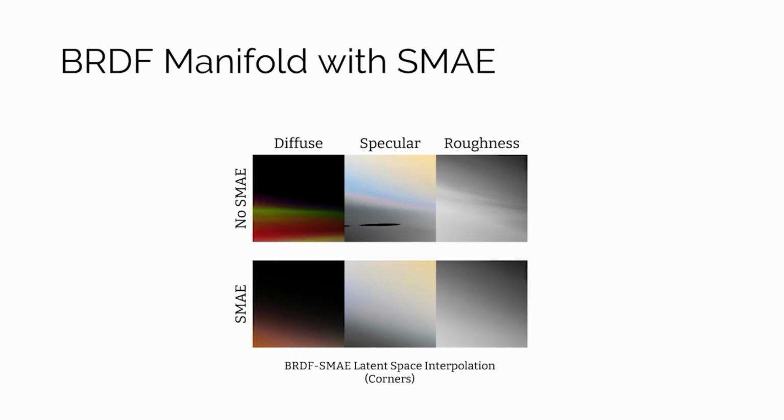This figure shows the interpolation of BRDFs with and without using smooth manifold auto-encoders. Here we apply a specific BRDF to each corner and interpolate the latent space in between. Notice the smoothness of interpolated BRDFs when using SMAEs compared to without using SMAE.